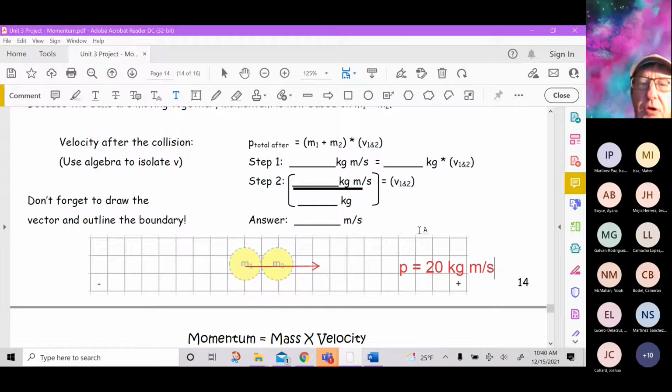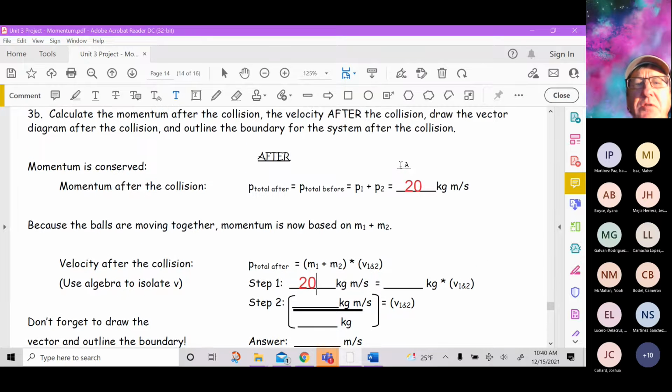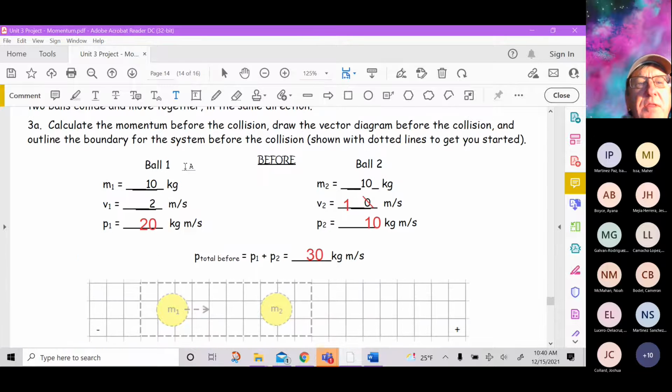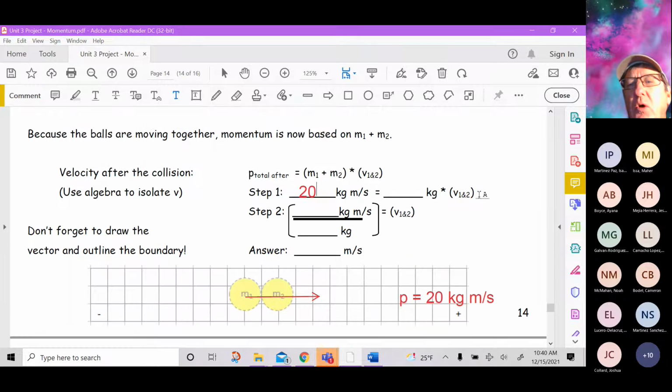The tricky part, though, is finding this velocity. That was tricky. So we had to do some algebra to figure that out, okay? So we know that this was 20 kilogram meters per second. We also know, let's see, how heavy were they? They were both the same mass. They were both 10, weren't they? Each ball had a mass of 10, which means my total mass was also 20.